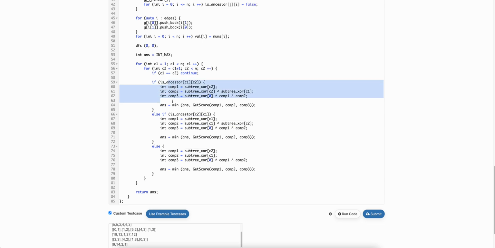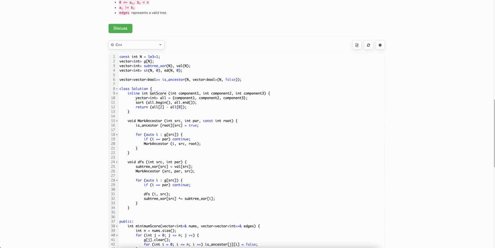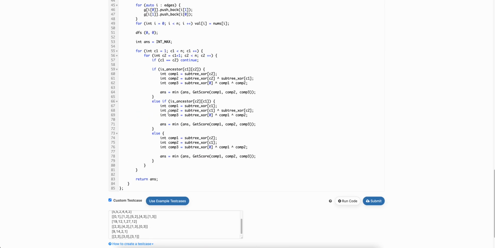And finally, after getting all these components, we are just finding out the score of these components. So score function is very similar: sort the array and just take the difference of smallest and the largest. Similarly, if C2 is ancestor of C1, in that case, you will do just the opposite thing. And if none of them are ancestor of each other, then it means they are totally different subtrees. So component 1 will be subtree XOR of C2, component 2 subtree XOR of C1, and component 3 will be the XOR of them and the XOR of the total tree. Finally, you will just take the minimum and get the answer.